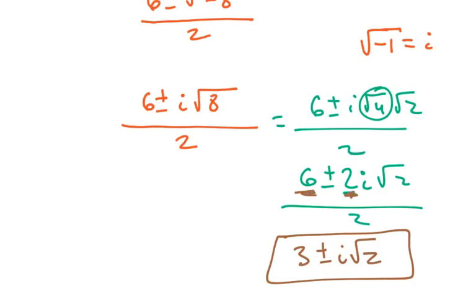If both of these were not divisible by 2, we would have stopped at the previous step. But because they both are, we stop here. And this is appropriate. We can leave it as 3 plus or minus i square root of 2. This means 3 plus i square root of 2 and 3 minus i square root of 2. But it's appropriate to leave it as plus or minus. This is a common notation in mathematics. So there you have it. It's just plugging and chugging and getting your answer.